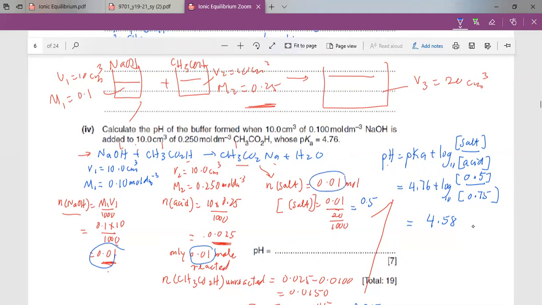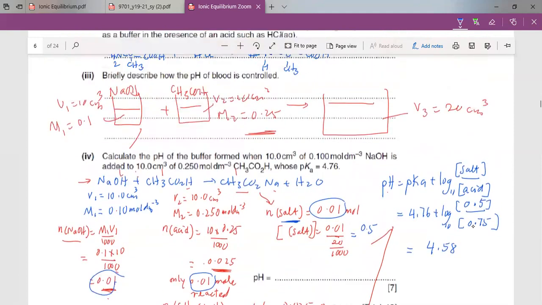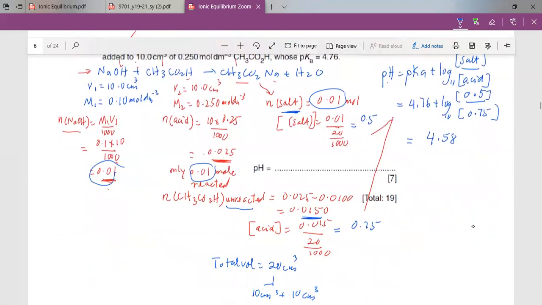These are moles only. Now, of course, the unreacted acid is 0.025 minus 0.01, which is this one here. So these are the number of moles. So I've got my number of moles of salt and number of moles of unreacted acid. Now the total volume is how much? Volume is 20, isn't it?